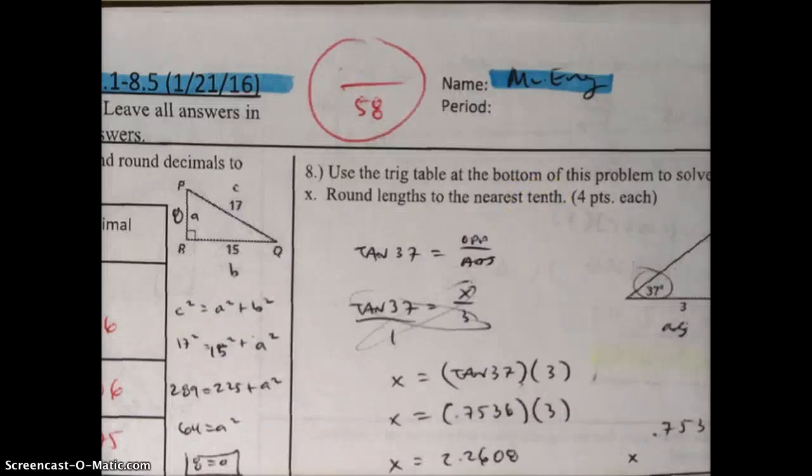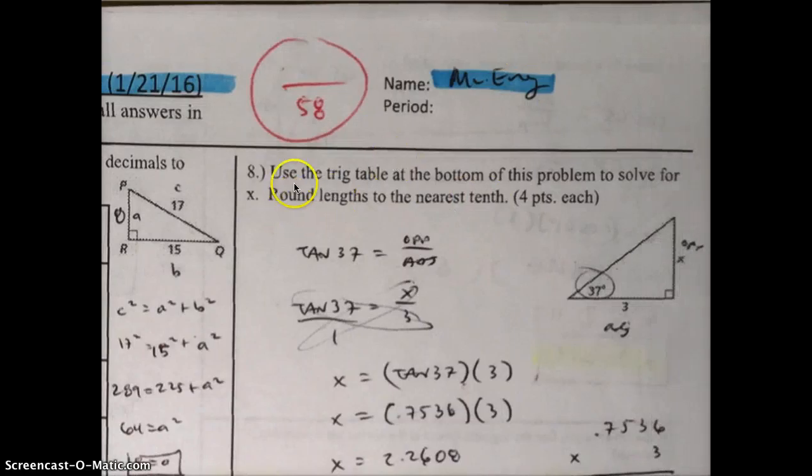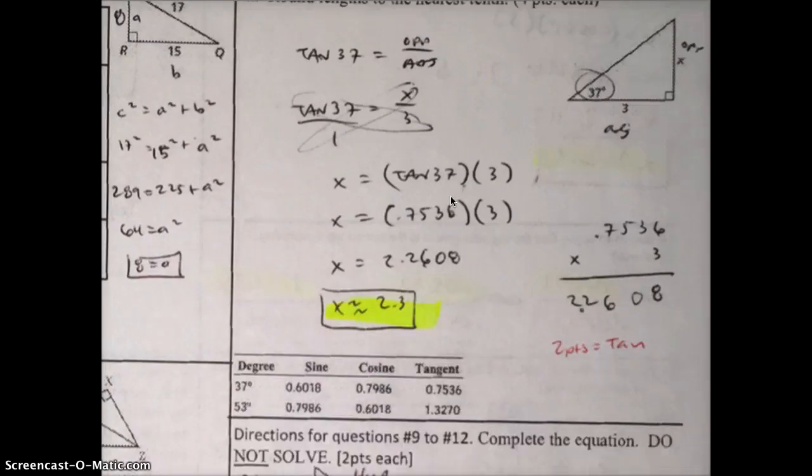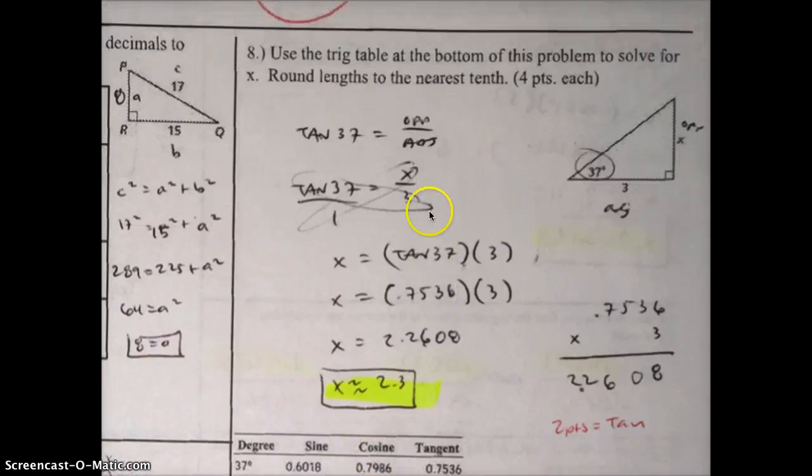Question number 8. Using the trig table at the bottom of this problem to solve for x, round lengths to the nearest tenth. This side was the non-calculator side, that's why I provided you the table. There it is. Okay, and we're trying to solve for x.